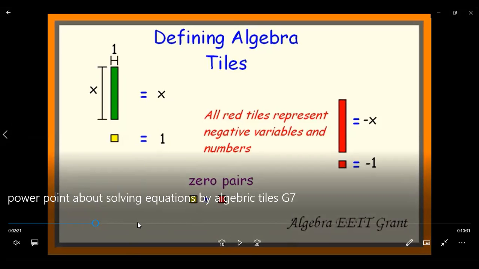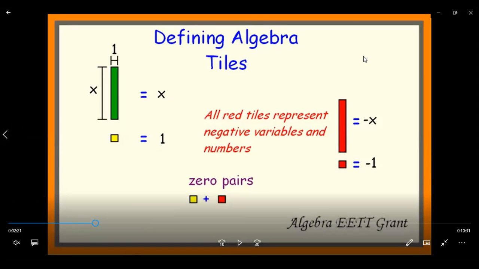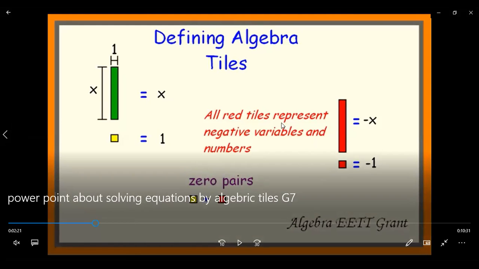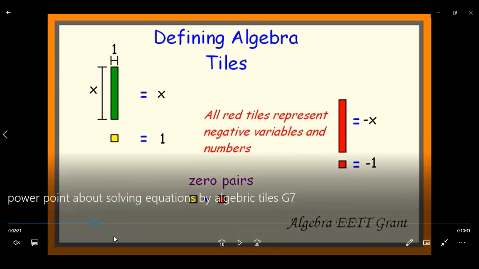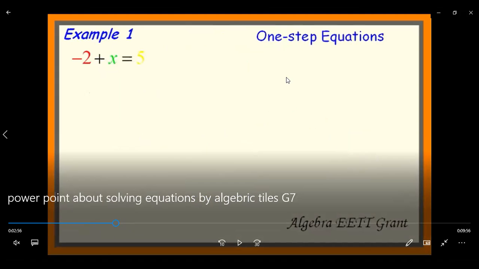For any equation, we are going to represent it by algebraic tiles. So we have a positive variable and a positive value for the constant. We have a negative variable and a negative value for the constant, and we have zero pairs, because later on we are going to use algebraic tiles to write the equation first and then to solve the equation also. Let's move to the next part. We said that the zero pair gives us 0, as 1 minus 1 equals 0.